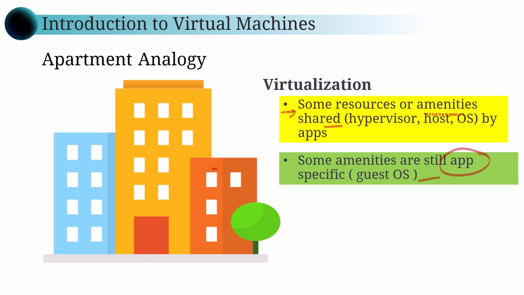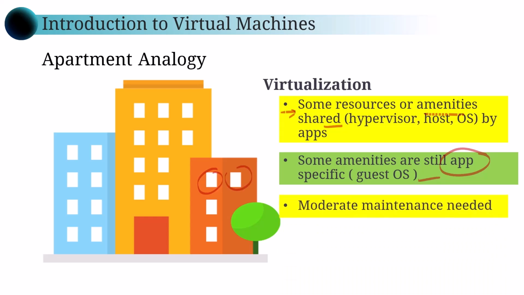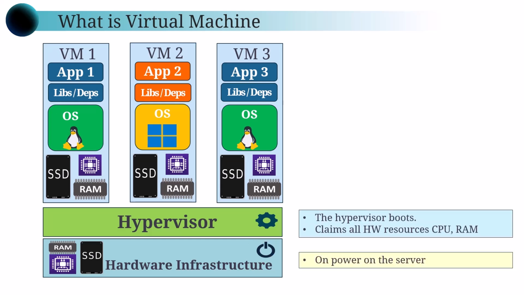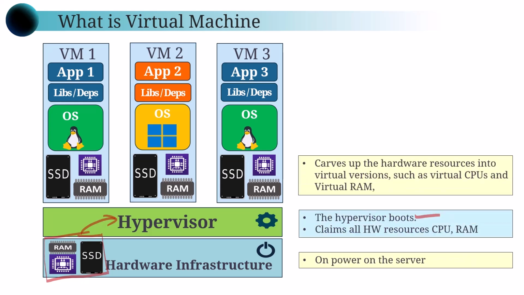It requires moderate maintenance. So let's deep dive into what virtual machines are. As you can see, the hardware. On top of that, you have the hypervisor, which in turn creates multiple virtual machines like VM1, VM2, VM3. The hypervisor boots and it claims all the hardware resources, that is the CPU, RAM, and your hard disk. The hypervisor then uses the hardware resources and carves them into virtual versions of itself, that is a virtual CPU and virtual RAM.